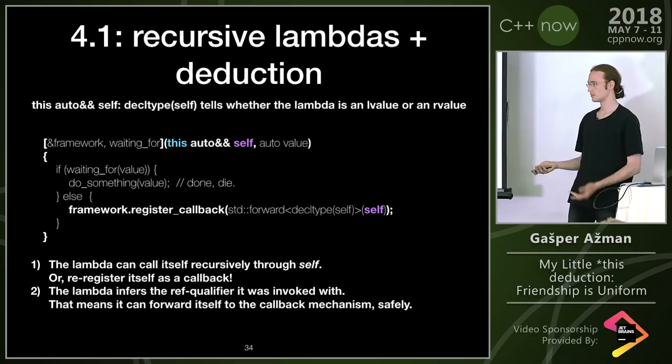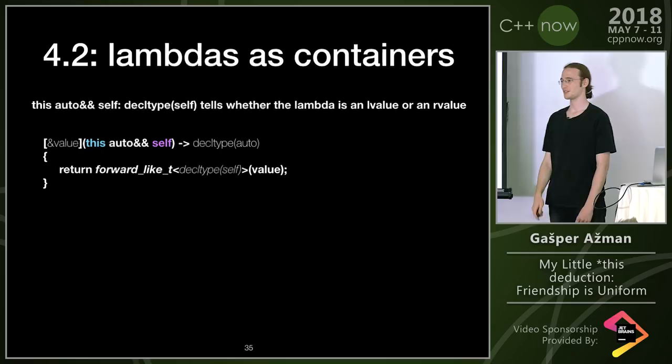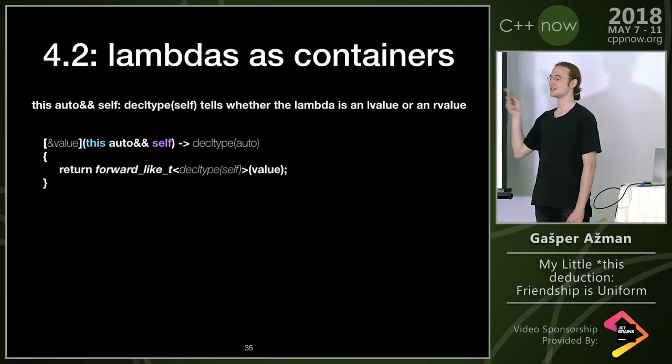So this is recursive lambdas. You can have lambdas as containers, and you can... Now we get to forward like. That's Arthur's complaint. In lambdas, you really do need forward like.